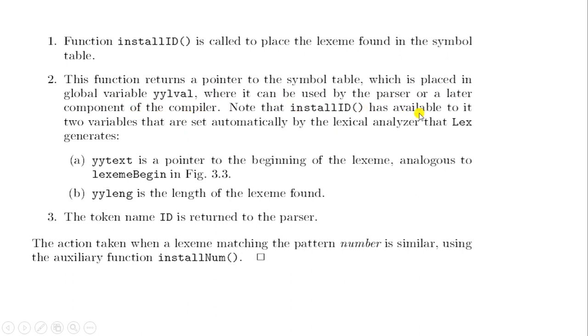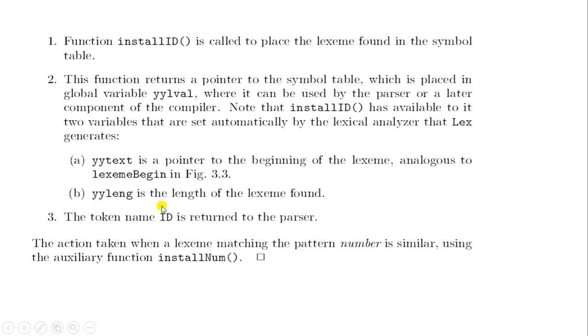Note that install ID has available to it two variables that are set automatically by the lexical analyzer that Lex generates. Now in these cases you have yytext. yytext is nothing but a pointer to the beginning of the lexeme, analogous to lexeme begin, which we have already studied in part 1. Whenever you have a buffer and are supposed to read a character, it will start with a pointer, that is lexeme begin.